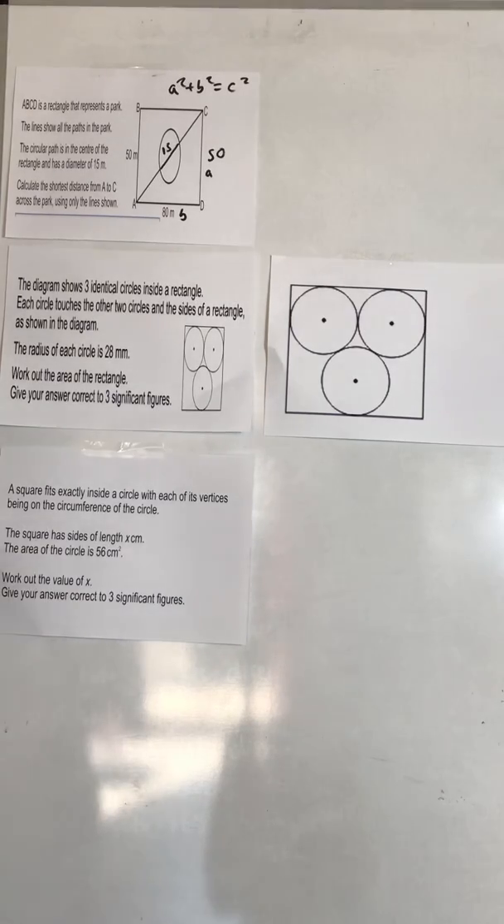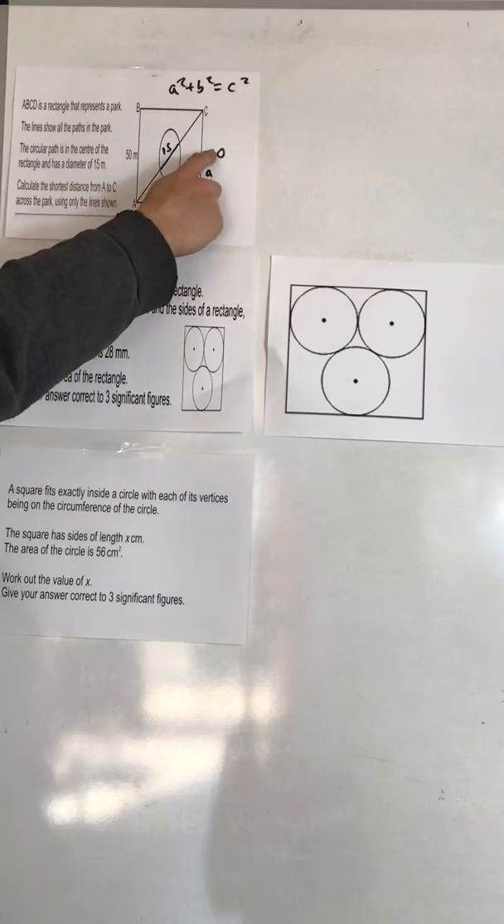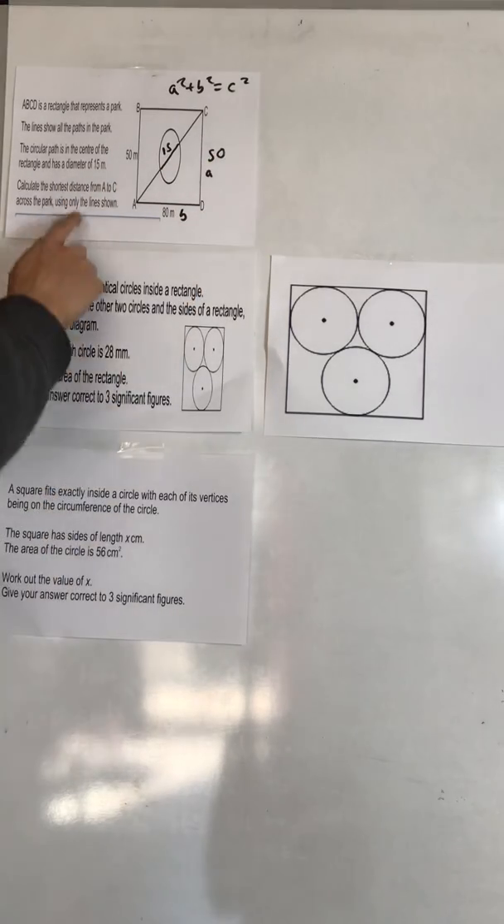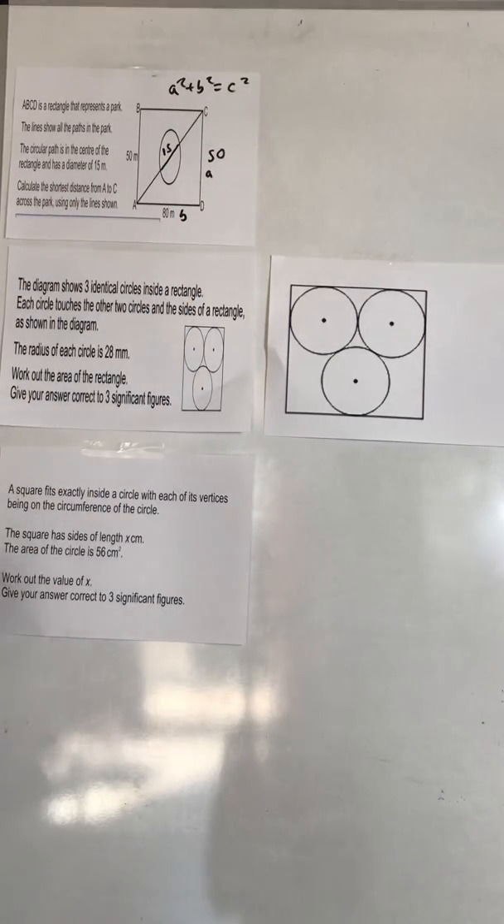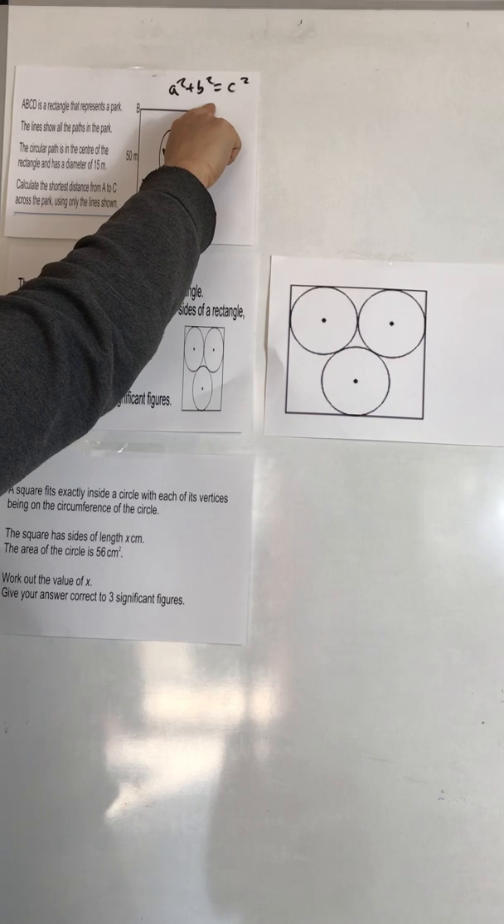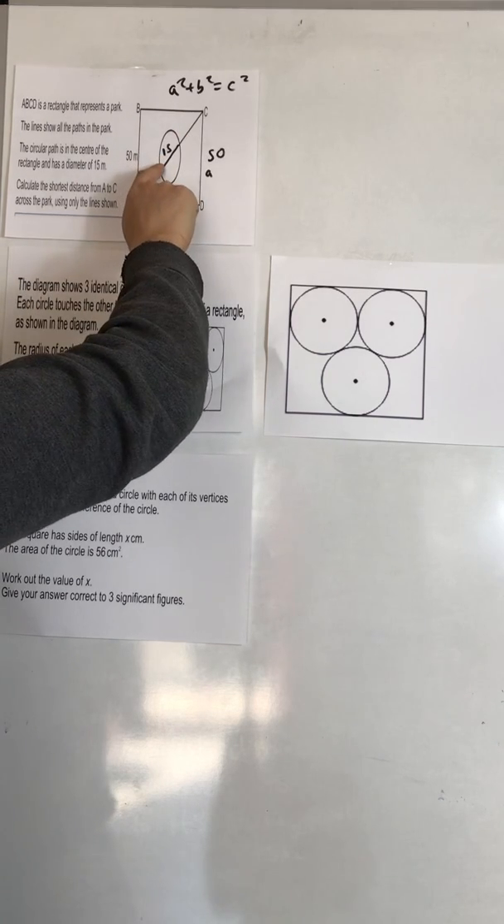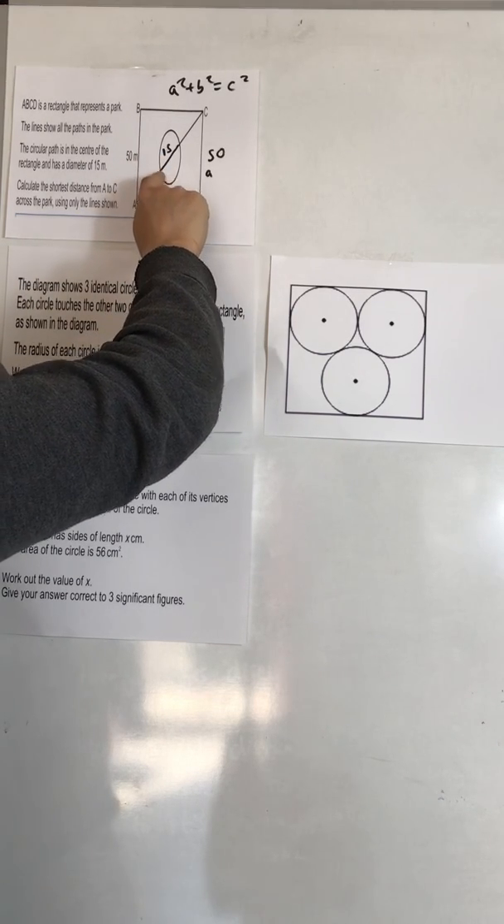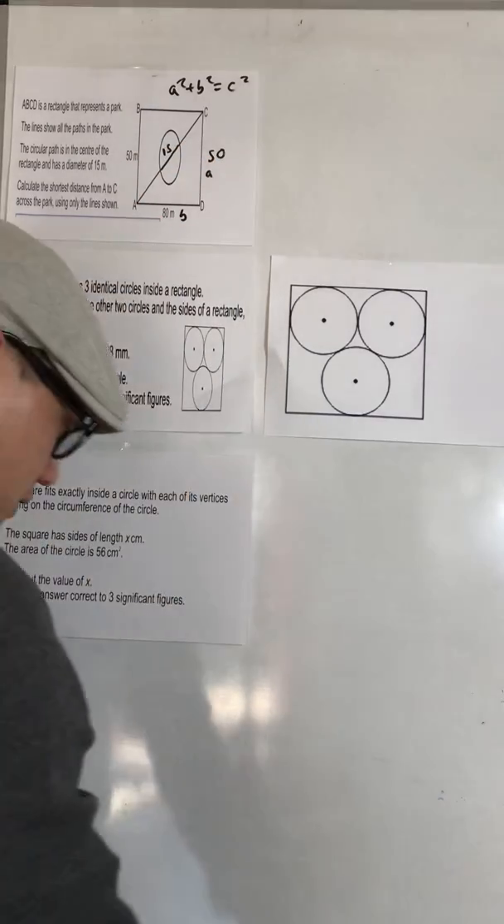So Year 9, some more Mathswatch help here for you. Now you've got a park which is 50 by 80 and a circle in the middle with a diameter of 15. This is going to really help us. But step 1 is we do need to find the shortest distance from A to C across the park, and obviously we have to use this path.